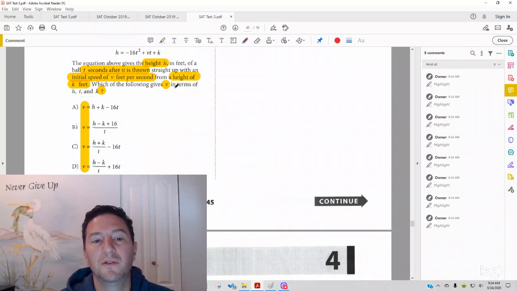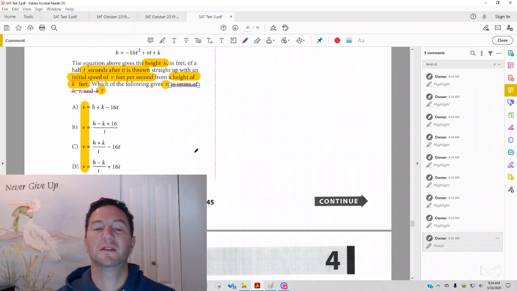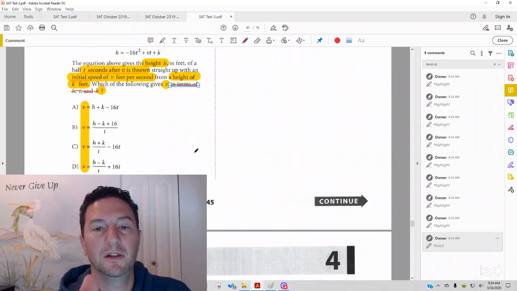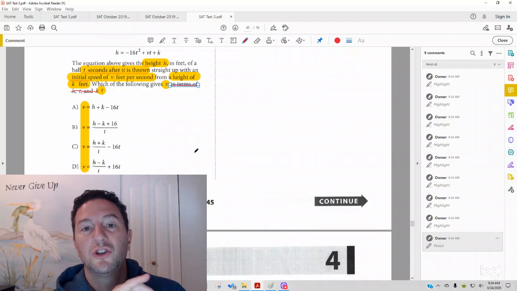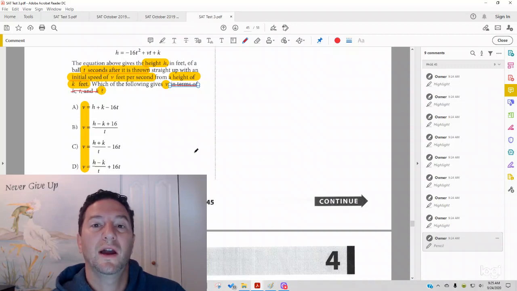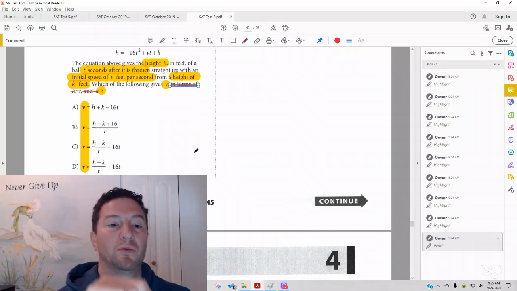Sometimes students get confused when it says "in terms of." If you get confused, cross out where it says "in terms of" and everything after that. Which of the following gives v? v's got to be alone. We're going to do this two different ways. First, algebraically, which should be your go-to. If you have trouble with the algebraic approach, then I'll also show you how you can pick numbers to get this question correct as well.